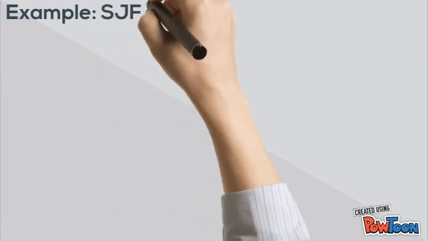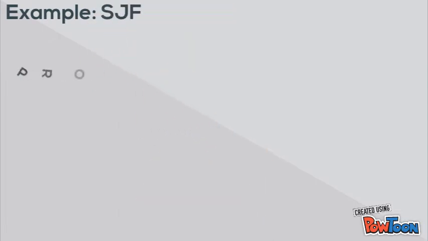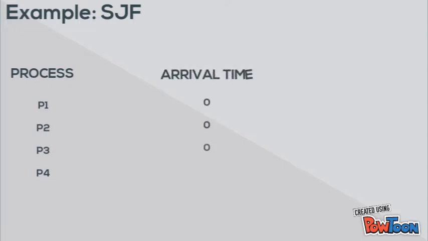Here's an example of the SJF algorithm. We have processes P1 to P4. Each has an arrival time of 0, and burst times 10, 8, 15, and 3.